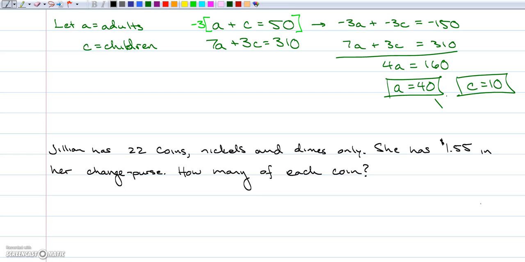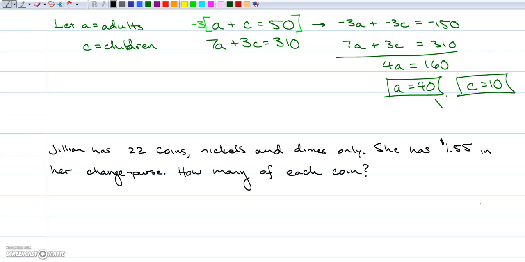While the video was paused, we wrote out the entire last question. Jillian's in the back row, and she has 22 coins. She has nickels and dimes only. She has $1.55 in her change purse right now. How many of each coin is that going to be?